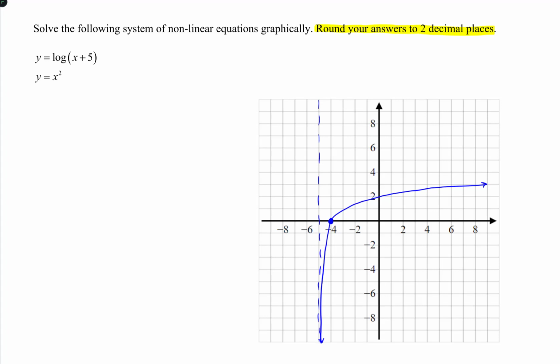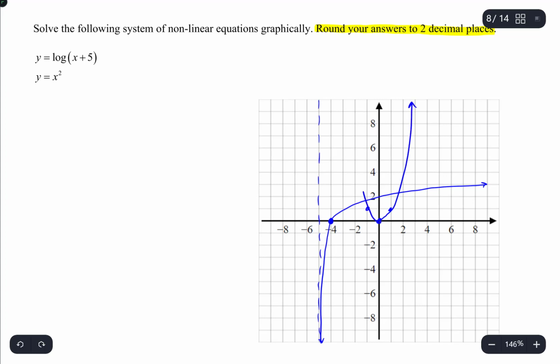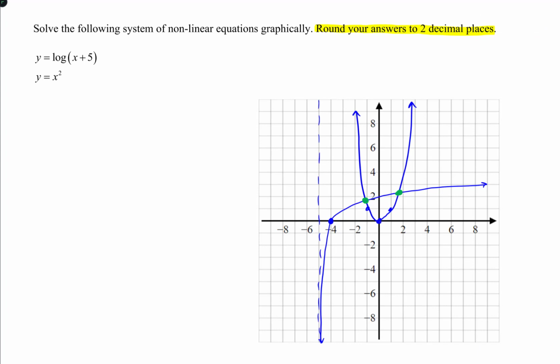All right, and then y equals x squared. We know that is a parabola situated at the origin, opening upward, something like this. So there should be two potential solutions, but we're not going to be able to solve for them algebraically. In order to do that, I would use substitution. So I'm going to substitute x squared in for y up here, because x squared is equal to y.